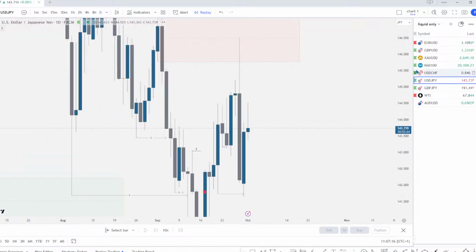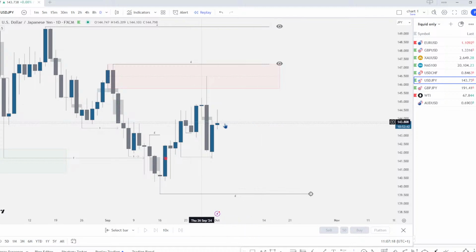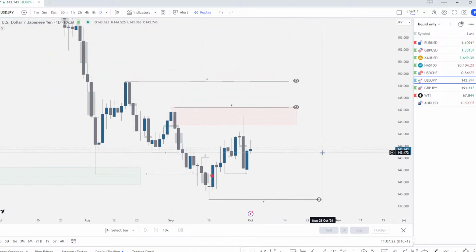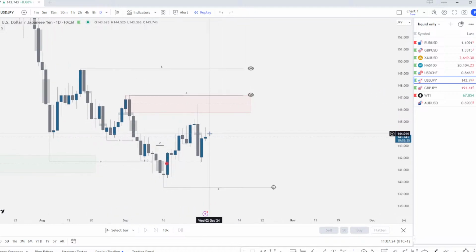This is a 4 hour, so this was something I gave out to the VIPs. And again, the relevance is exactly the same here. Notice how we created a gap, create a gap, create a gap. Our bias did not change. Why not? Because we only created bearish gaps. No bullish gaps were created in here.